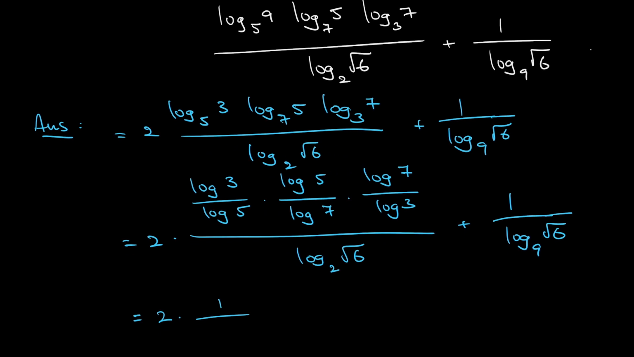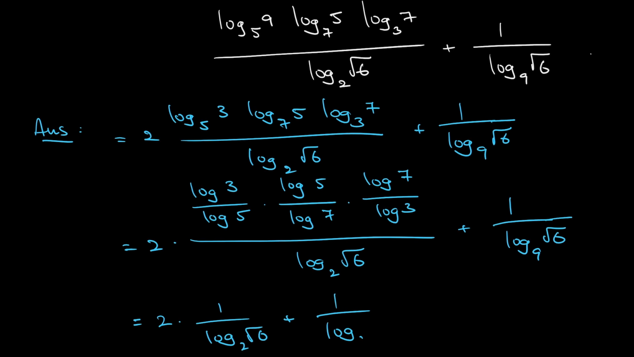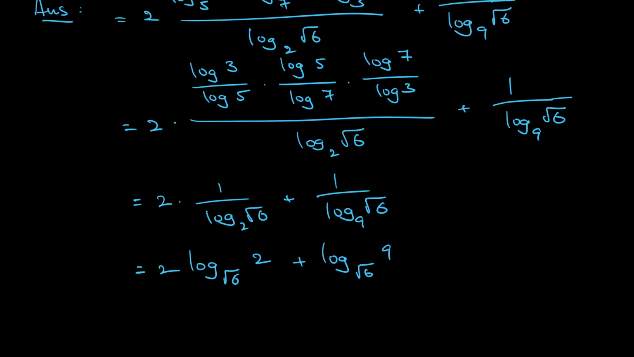Okay, plus this 1 over logarithm, I can change it to log of, you reverse the base and the number in front, right? So root 6 becomes the base of 2. I can do the same thing for the second fraction. Log root 6 becomes the base of 9. Okay, so now you notice that both logarithms have base of square root 6. I can combine it to become just one log function.